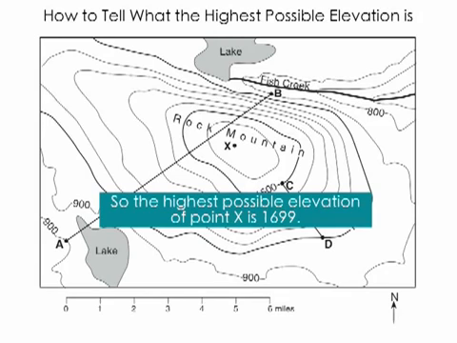So to say it quickly, the highest possible elevation on a map would be higher than the last contour line that's drawn, but less than the next contour line that would be drawn. So again, in this case, the highest contour line is 1600, making the highest possible elevation 1699.